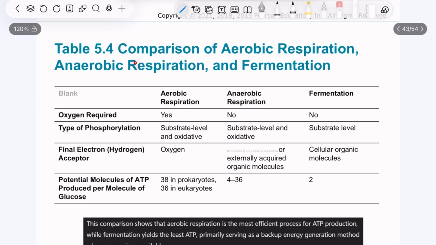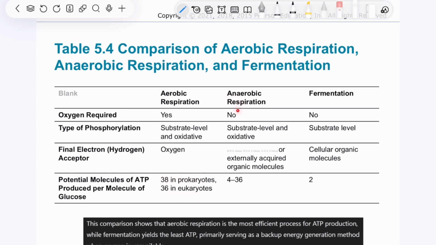So this slide right here shows the comparison of aerobic respiration, anaerobic respiration, and fermentation. We start off with aerobic respiration. In aerobic respiration, oxygen is required. The type of phosphorylation is substrate level and oxidative, and the final electron acceptor is oxygen. Now, the potential molecules of ATP produced per molecule of glucose is 38 in prokaryotes and 36 in eukaryotes.